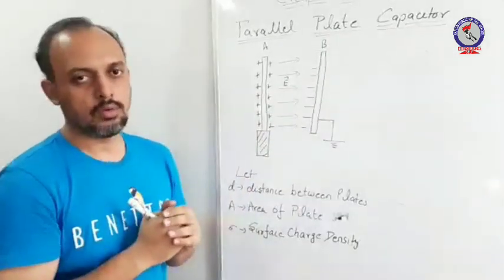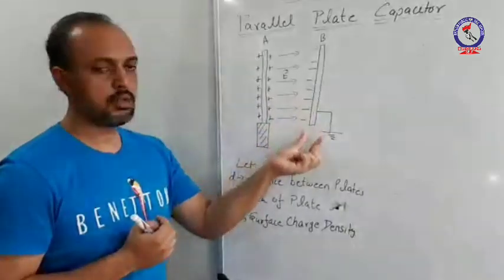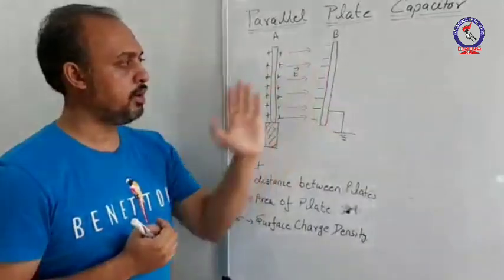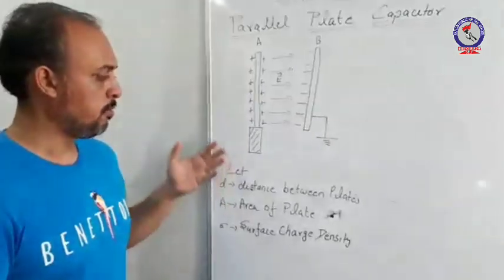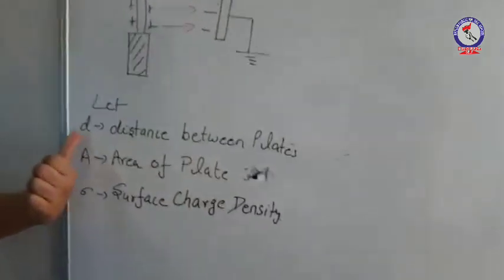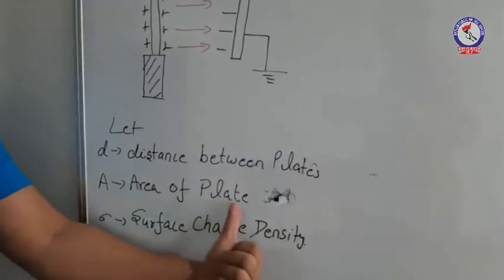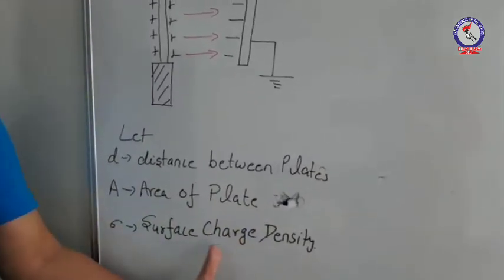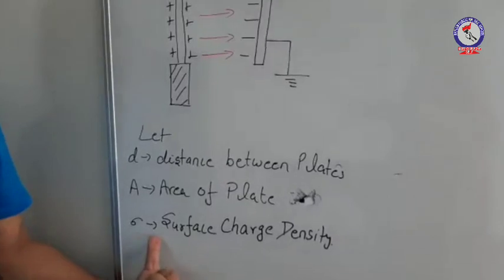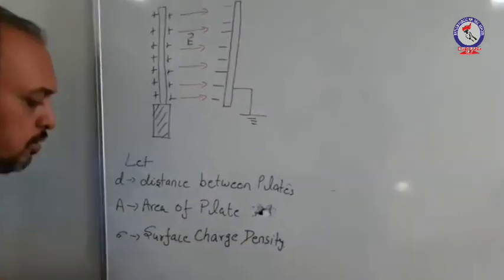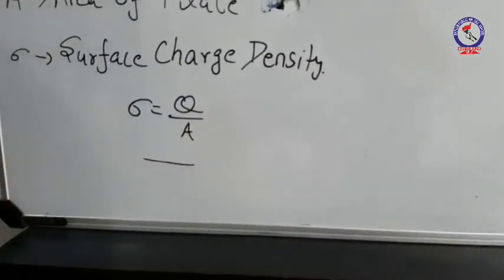So you should remember what a parallel plate capacitor is. It consists of one insulated conductor and another earthed conductor. The direction of electric field is shown as inside. Now, let us move towards the derivation part by assuming a few parameters. Let us assume that d is the distance between the plates, A represents the area of the plate, while sigma represents the surface charge density. As you are well aware, sigma can also be expressed as charge per unit area.